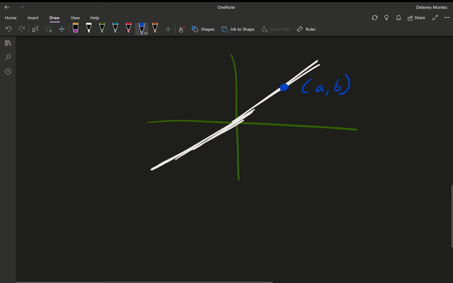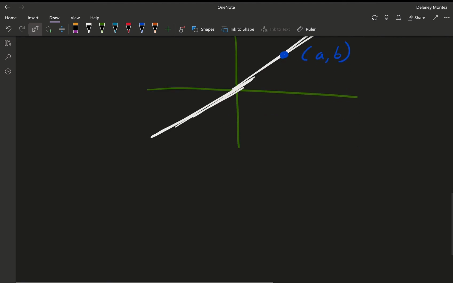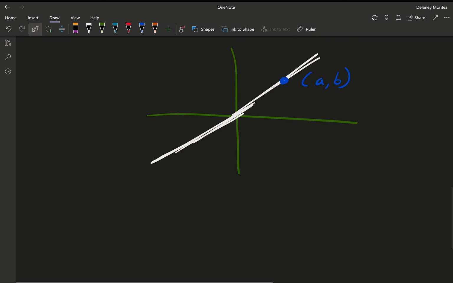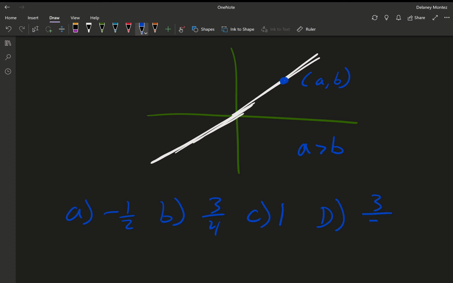So this point's on a line, and the question says the line shown in the xy plane passes through this point AB, and A is bigger than B, right? Which could be the slope? So which could be the slope of this line? Negative 1/2, 3/4, 1, 3/2.